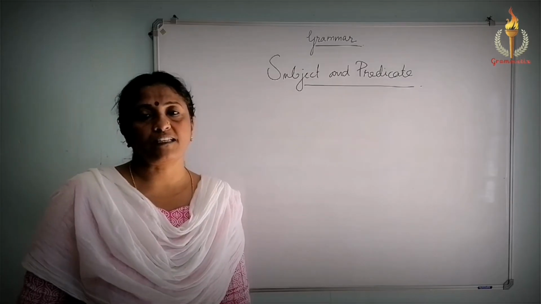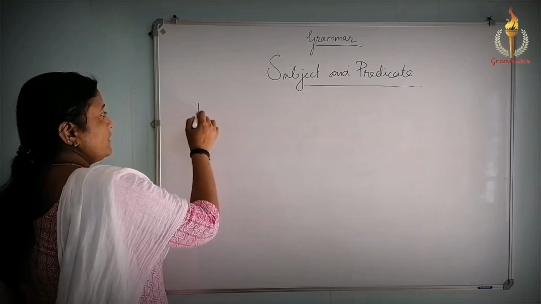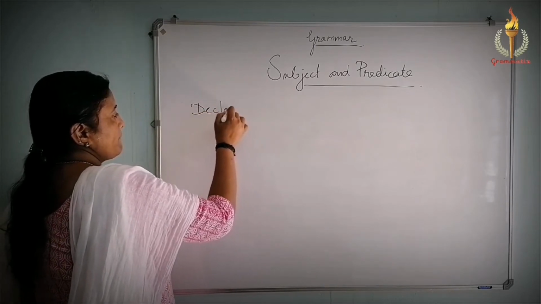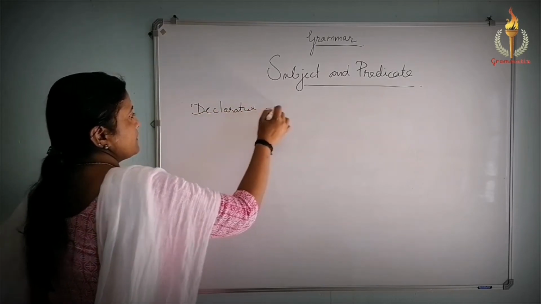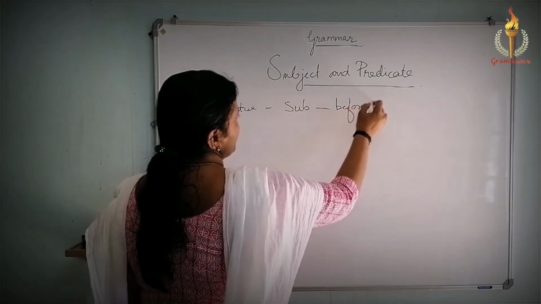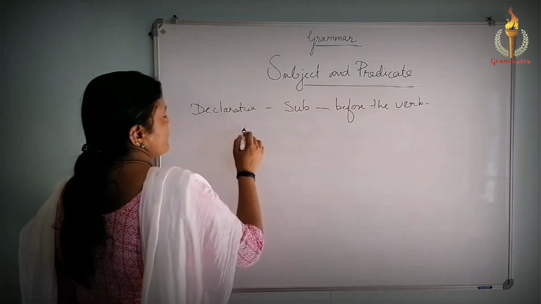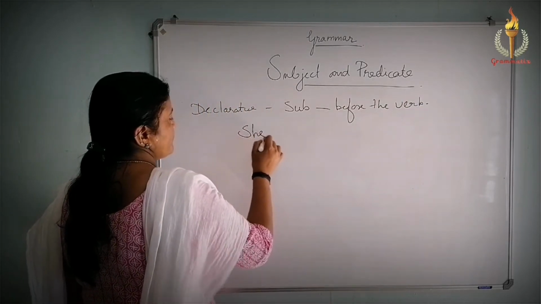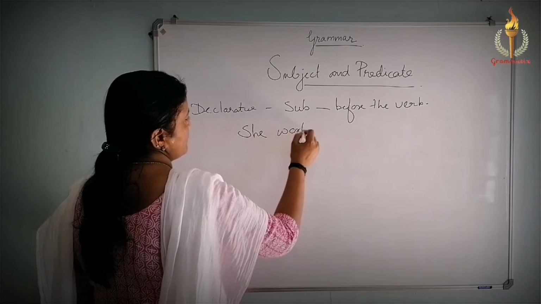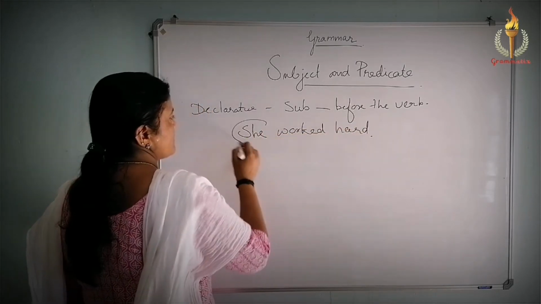In a declarative sentence, the subject lies before the verb. So in a declarative sentence, the subject lies before the verb. For example, she worked hard. So this is the subject.